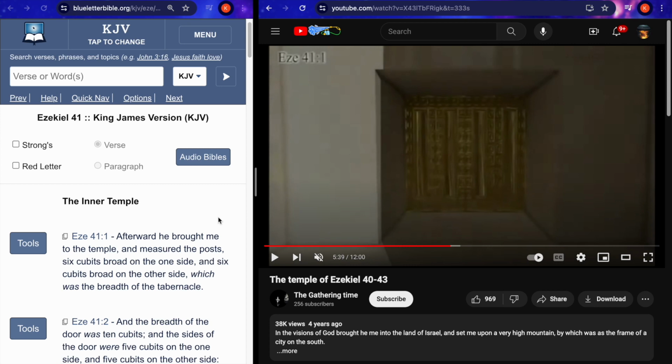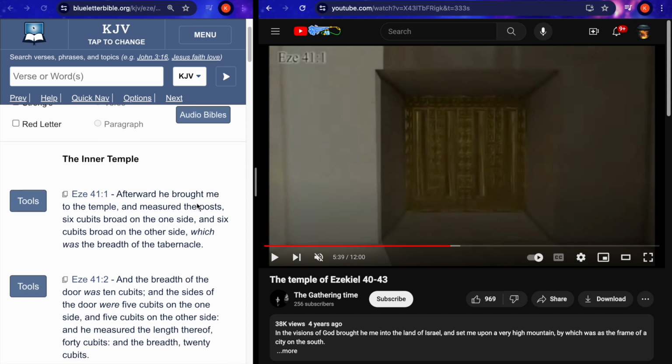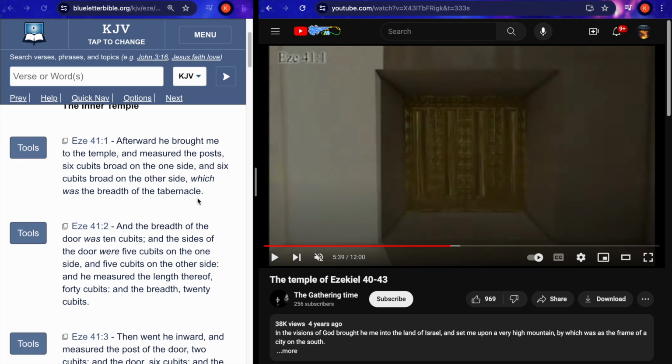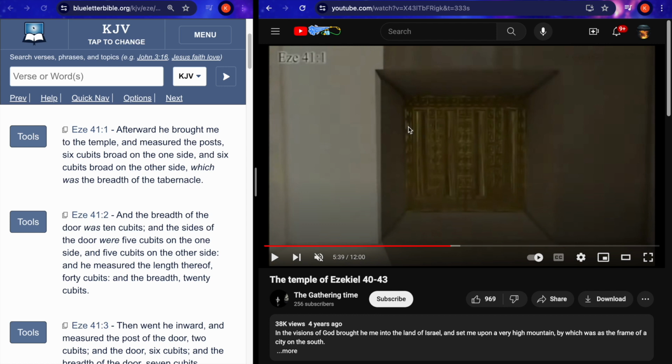All right, so picking up from there, this is Ezekiel, as you can see in the headline, the inner temple. This is Ezekiel chapter 41, verse 1. And as we were using this video here, like I mentioned in the previous lesson, this is just a depiction, based off of whoever created this video's interpretation of the design. But it's helpful to give you a visual. Let's take a look here.